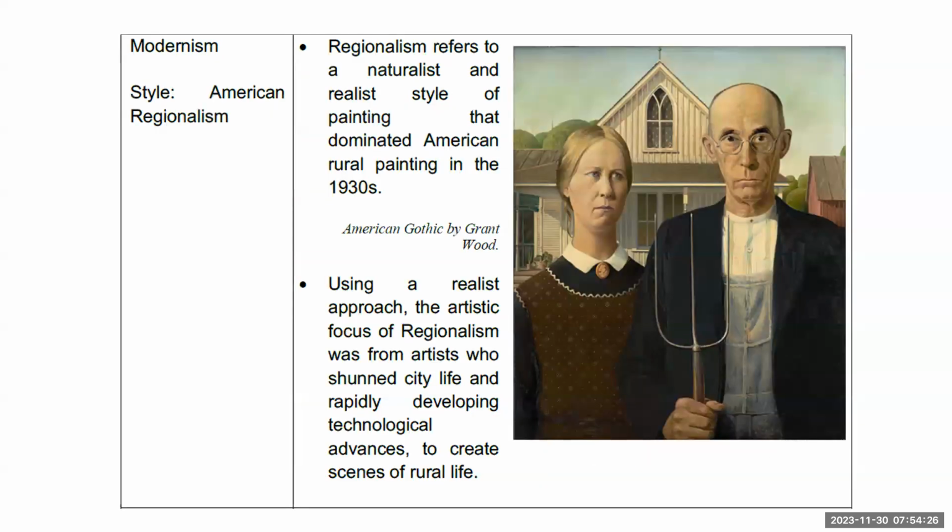We also have American regionalism. Regionalism refers to a naturalist and realist style of painting that dominated American rural painting in the 1930s, such as American Gothic by Grant Wood. Using a realist approach, the artistic focus of regionalism was from artists who shunned city life and rapidly developing technological advances to create scenes of rural life, like those in the farms, the barn, etc.